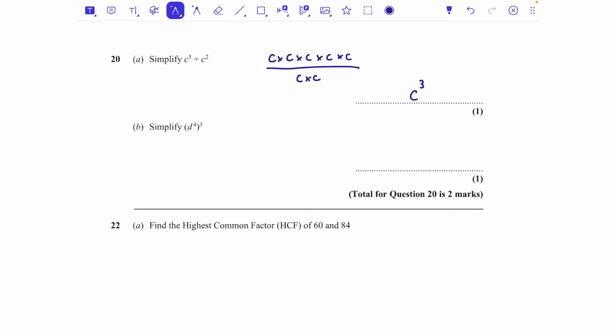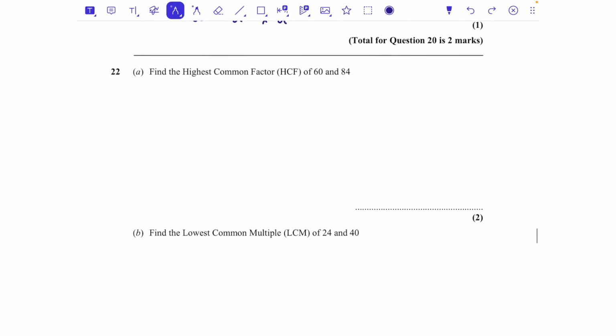A power of a power, like we're doing here, we times the powers together. I'm doing d to the power of 4 times d to the power of 4 times d to the power of 4, because I'm cubing it. I'm multiplying it by itself and then by itself again. D to the power of 4 times d to the power of 4 times d to the power of 4. And when we times, we add those powers. So that is d to the power of 12. But a power of a power, there was a shortcut there. You can just times those numbers together. 4 times 3 is 12. So there we go. Question number 22.